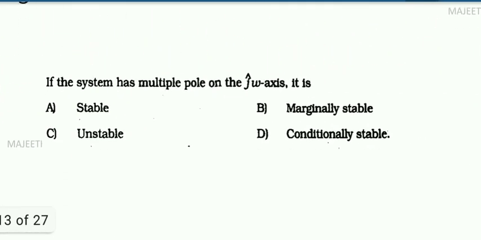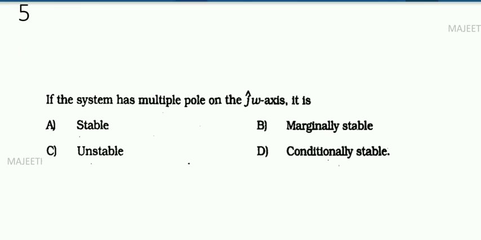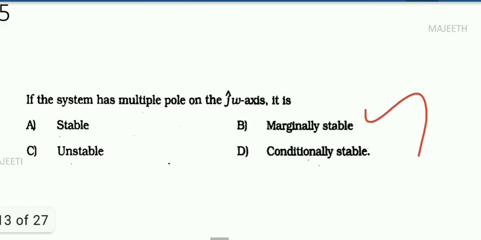Next one. If the system has multiple poles on the j omega axis, it is nothing but a marginally stable system. Clear? So simple one, right?